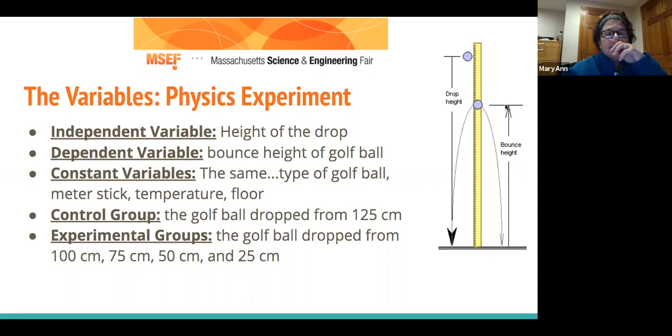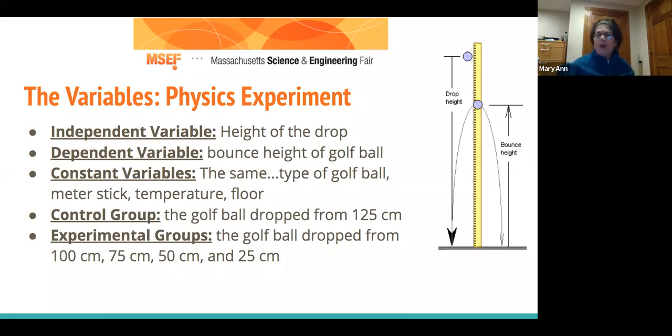And this is potential and kinetic energy at its best. It's the classic, and that is a 7th grade standard, by the way. So we're hitting a lot of things when we do this. So what do you have to keep the same? It's got to be the same type of golf ball, the same meter sticks, the same temperature, the same type of floor that you're bouncing off of. And that's pretty much it. This one is simple. Now, Jean, here's where our conversation about the control group comes in, these kinds of experiments, like what's found in nature, I don't know.